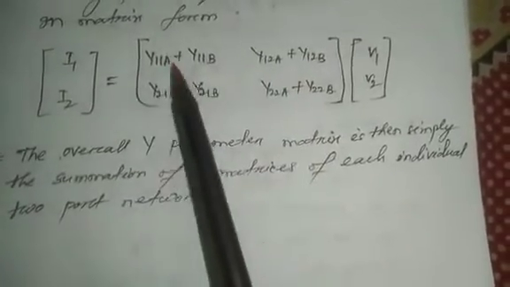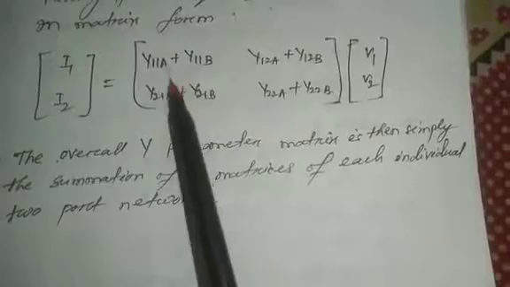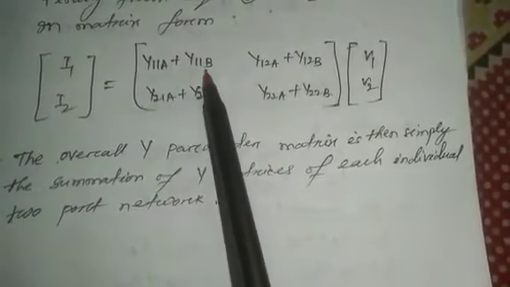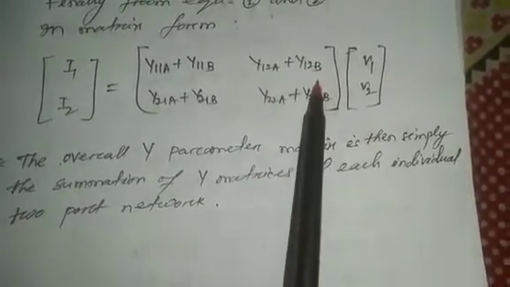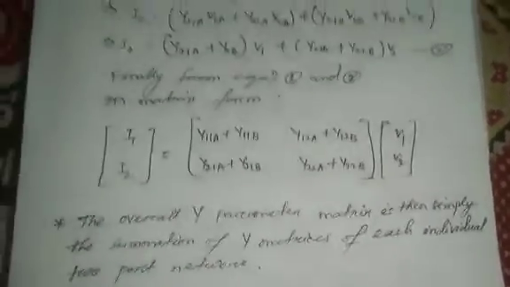This means the number of two-port networks. The final matrix is the summation of the y parameters. Here we consider only two networks, that's why y11a plus y11b. Suppose we consider another network C, then plus y11c. In this way, for the two matrices, y11a plus y11b, y12a plus y12b, y21a plus y21b, y22a plus y22b. That is all about the interconnection of two-port networks.